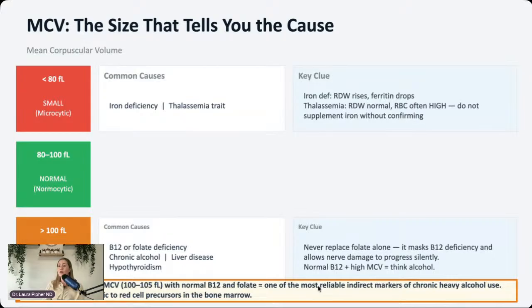But one thing I wanted to note is that alcohol is directly toxic to the cells in the bone marrow that produce red blood cells. It disrupts their development, so often they come out oversized. If someone's red cells are consistently large and their B12 and folate are normal, alcohol is one of the first things to consider. And these cells can take months to normalize even after someone stops drinking, because we know that red blood cells live for about 4 months. So this is just something to consider.